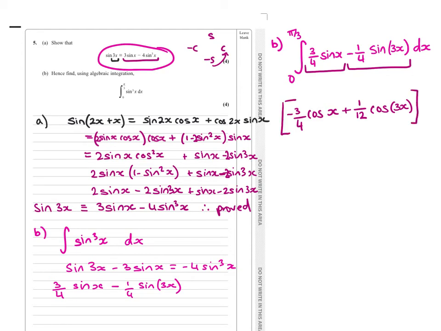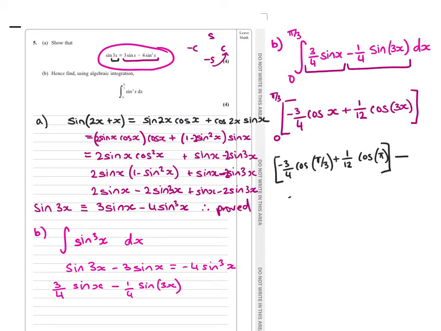I don't need to write plus c, because I'm going to find exact values. I'm going to put in pi over 3 and 0. Okay? So what's going to happen is I'm going to substitute in minus 3 over 4 cos pi over 3 plus 1 over 12 cos of pi over 3 times 3, which is just pi.